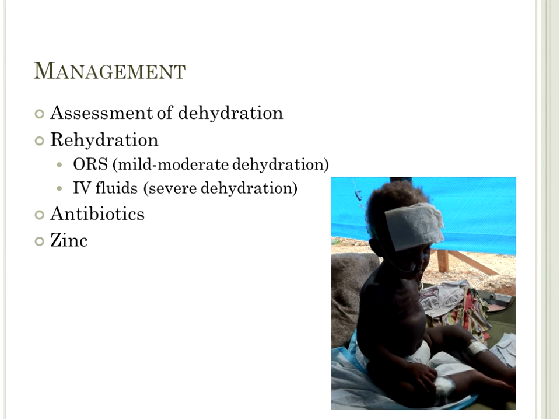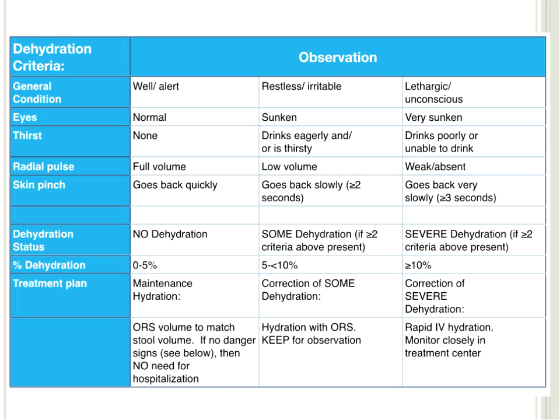So let's talk about management. The first thing you want to do, as mentioned before, is you want to assess dehydration, and whether or not a person has mild to moderate dehydration versus severe dehydration will direct your therapy. For those with mild to moderate dehydration, oral rehydration solution is enough, which they take orally by mouth. For those with severe dehydration, you want to give IV fluids and antibiotics. And I'm going to talk a little bit more about zinc and who to give zinc and when to administer zinc.